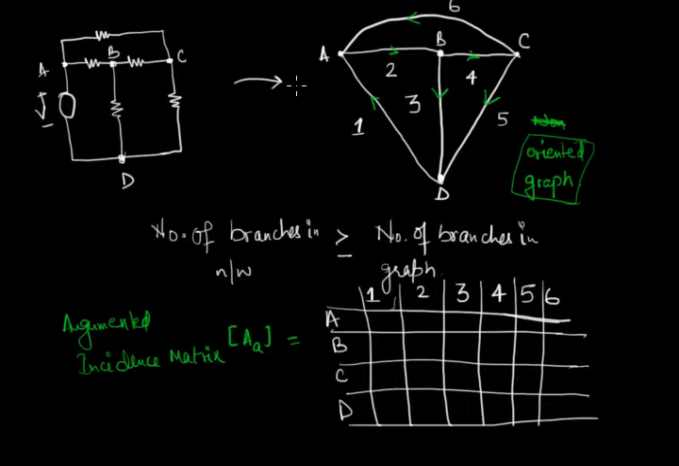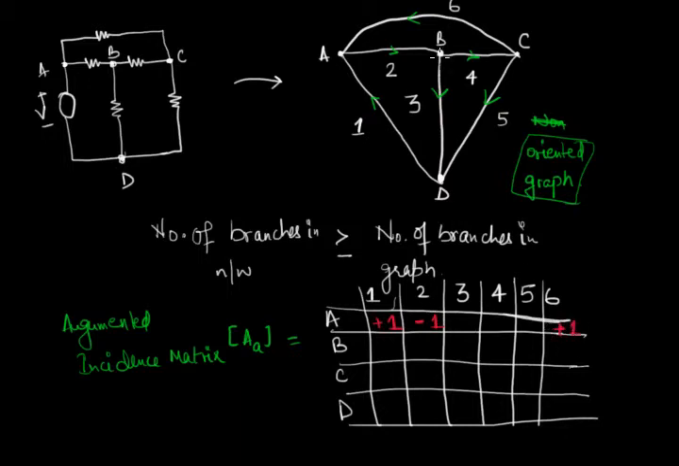So let's say this is my node A. From branch 1 the current is entering into the node, so I'll do it in some different color, say red. If the current is entering into the node, it is positive 1. For branch 2 the current is leaving, so it is negative 1. For branch 6 the current is again entering, so it is positive 1.